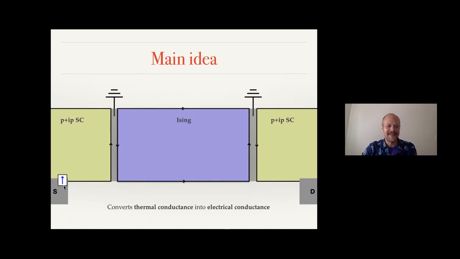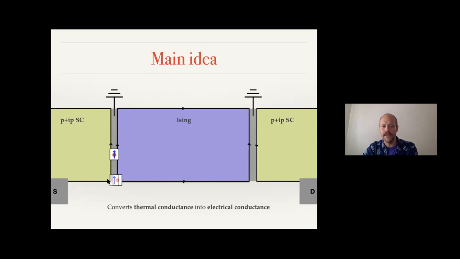So now we can think about some possible experiment. The setup comes with many problems, which I'll address on the next slide. So let's think about this hypothetical experiment where we have a source on the left p+ip superconductor and a drain on the right p+ip superconductor. And we inject an electron into the edge of this p+ip superconductor.